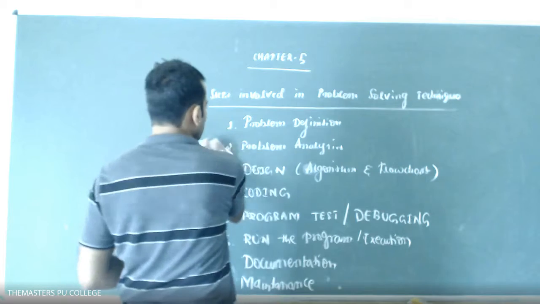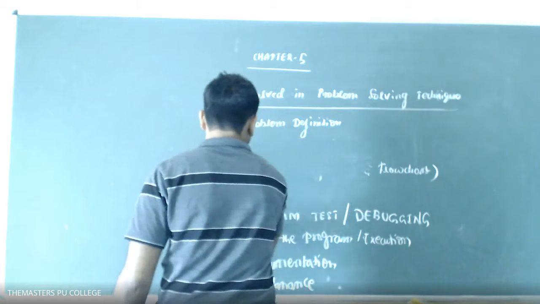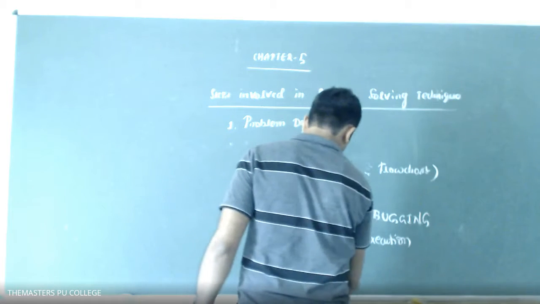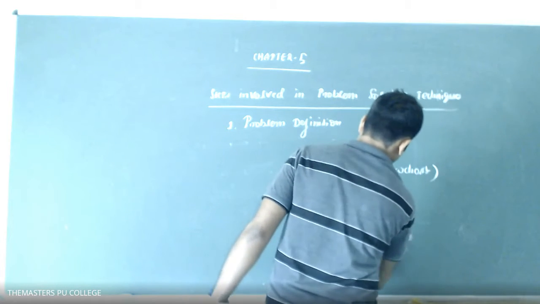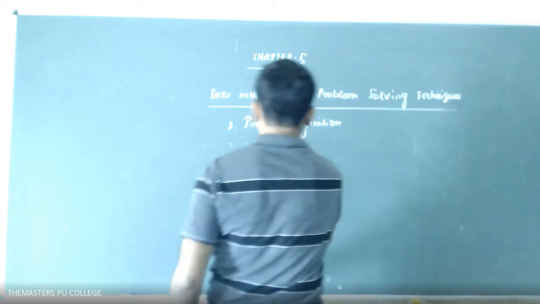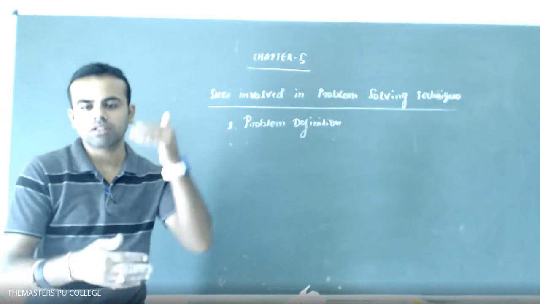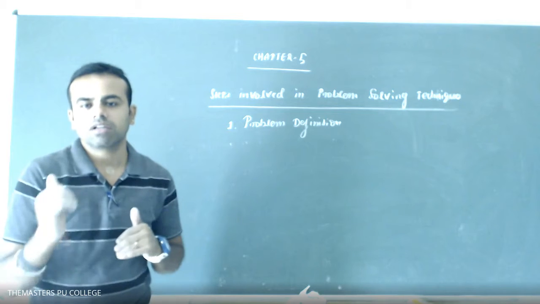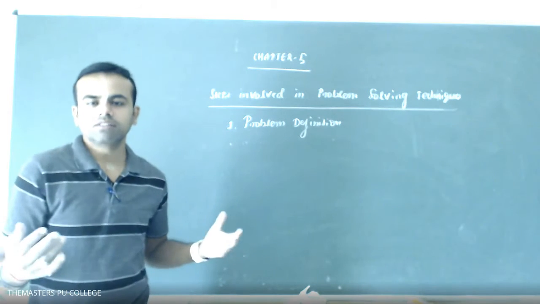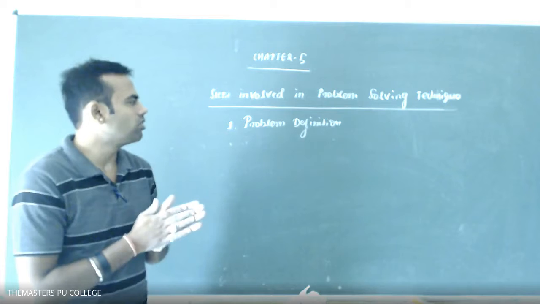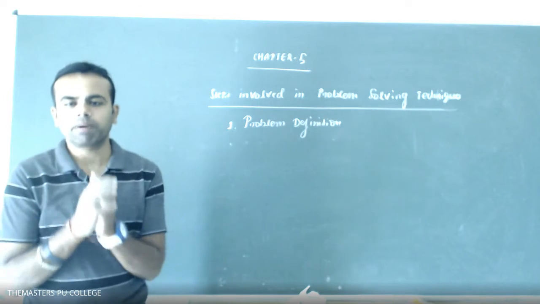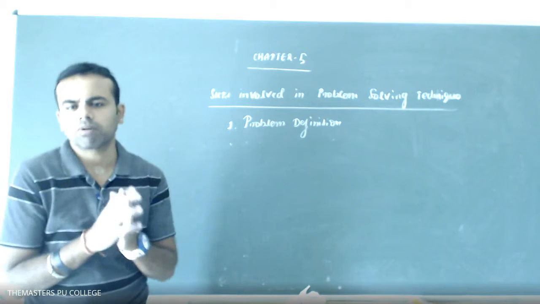Okay, so first we will move with the problem definition. We need to define the problem first. A problem is an obstacle, a barrier, an interference to completing a task or any work. For example, I need to prepare a coffee. This is my problem. This is the problem definition.